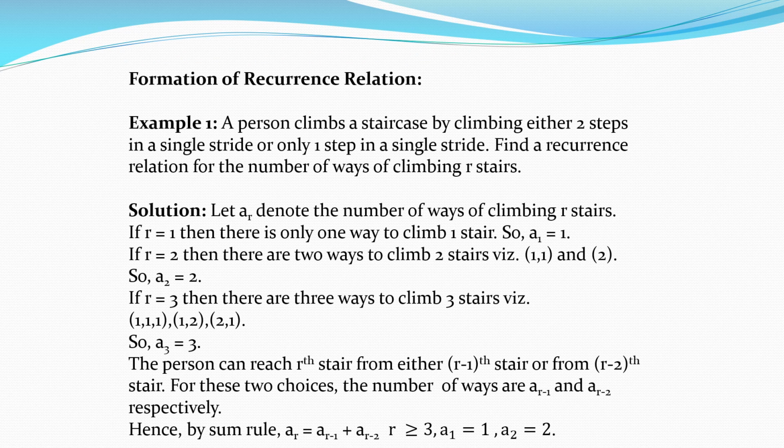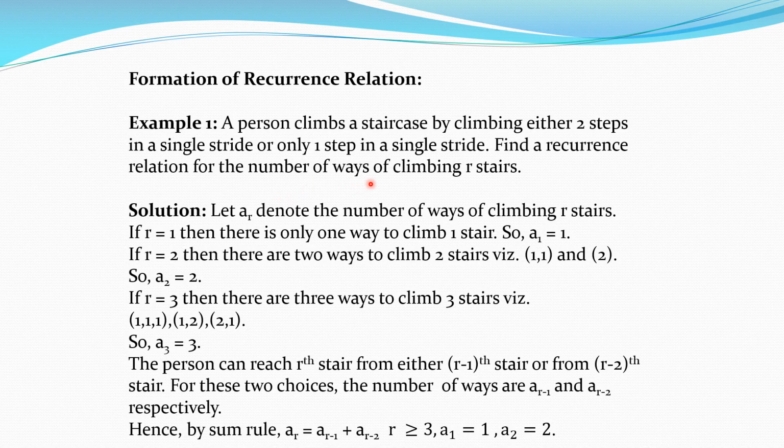Now, these are some examples in which we have to form the recurrence relation. Now see the first example. A person climbs a staircase by climbing either two steps in a single stride or only one step in a single stride. Find the recurrence relation for the number of ways of climbing r stairs.